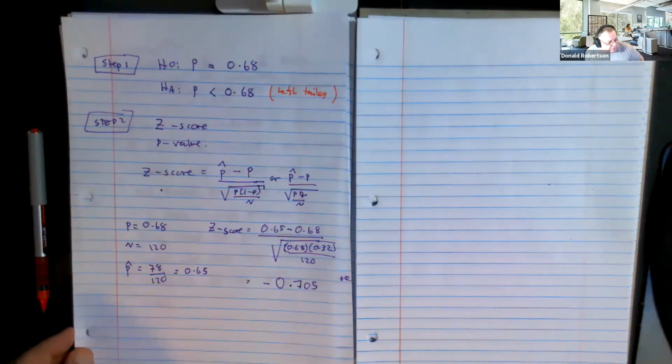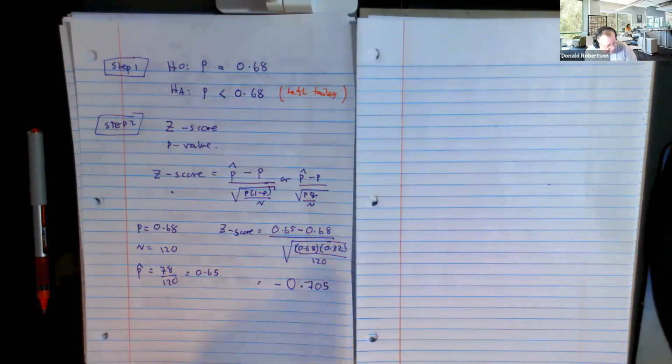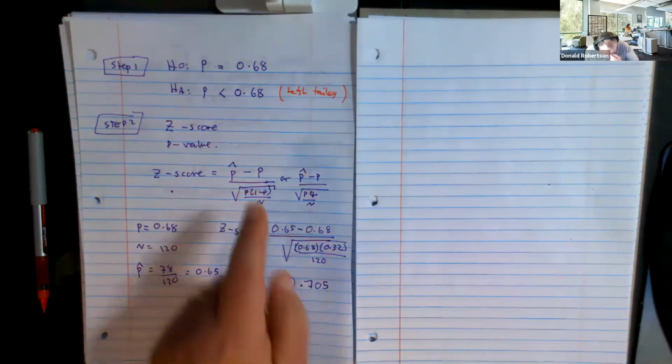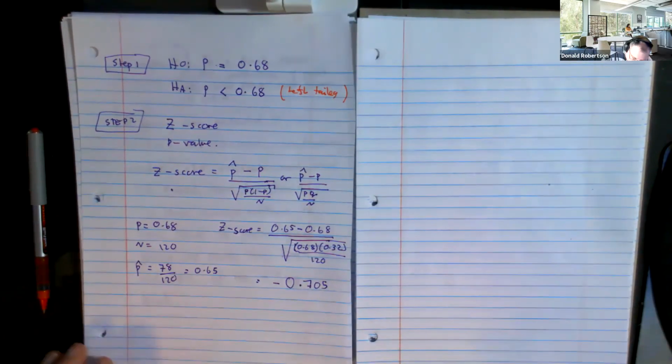Are we okay with that? How you get a z-score? You just need to know what formula to use. We've done that. Now, how do you get the p-value?